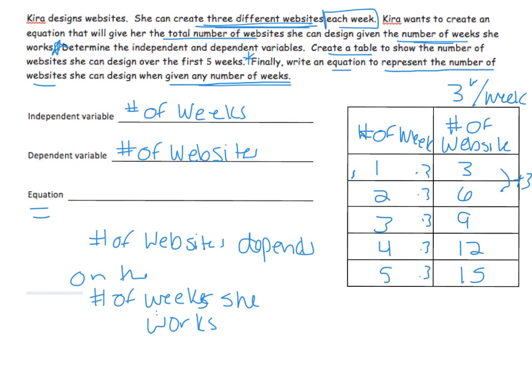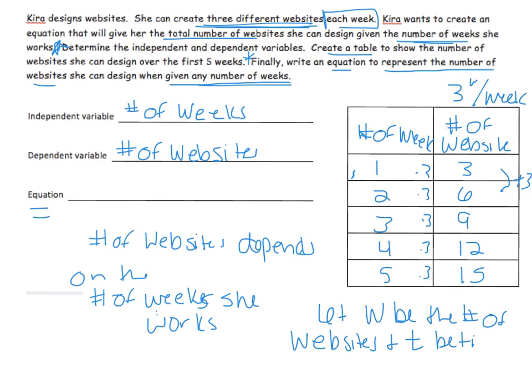We took our number of weeks. Let's name our variables first. Let W be the number of websites and T be time in weeks. So that means the number of websites would be 3 for each week.